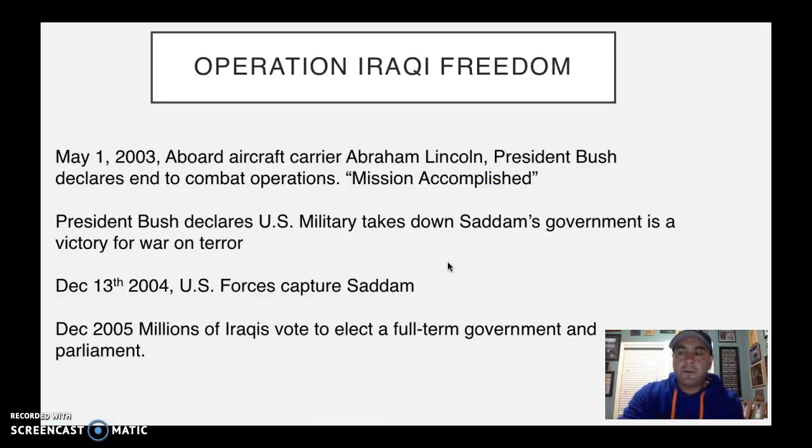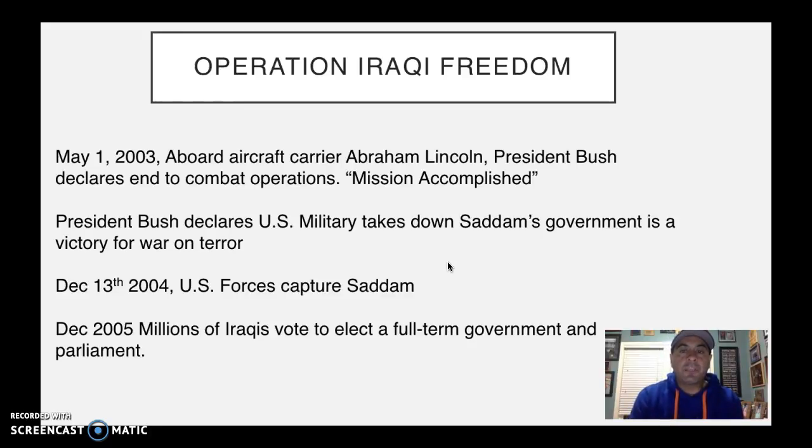During the first 6 months, President Bush decided to announce mission accomplished, but lo and behold, he did not know that just because on May 1st he declared mission accomplished, there needed to be a government, and soon after that, he needed to establish not military law but civil law, because you had a lot of riots and break-ins, a lot of chaos within the country because there was no government. So President Bush declares U.S. military takes down Saddam's government is a victory for the war on terror.